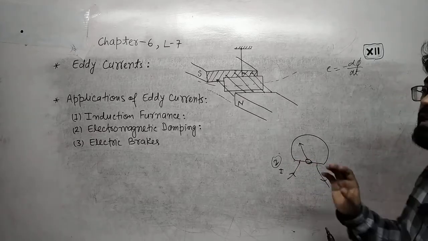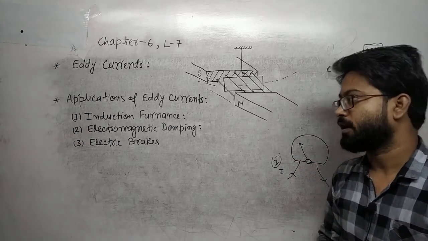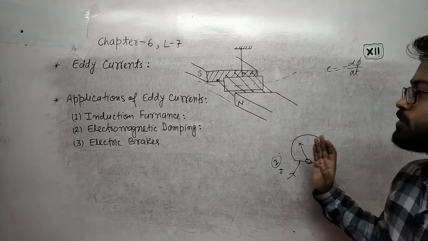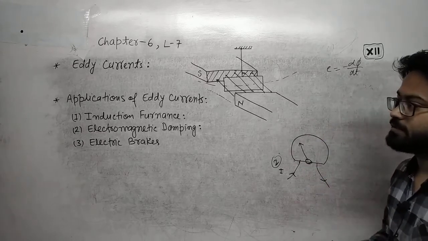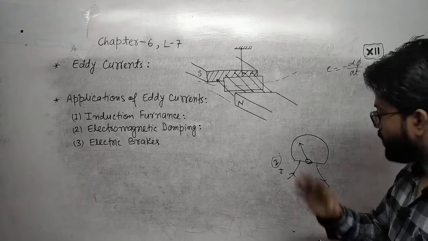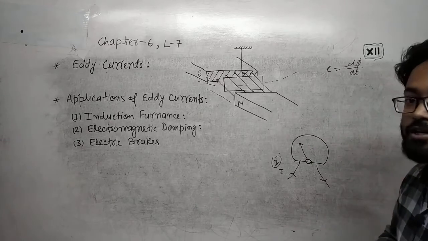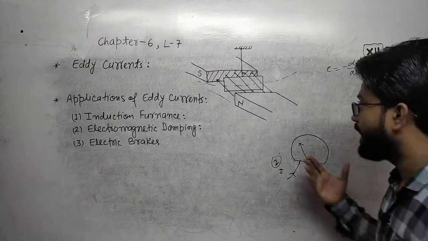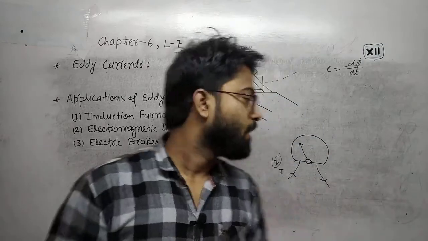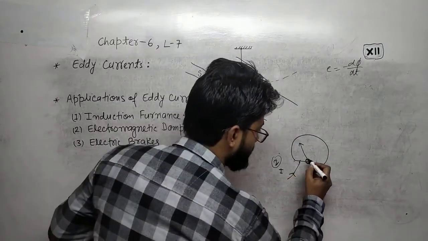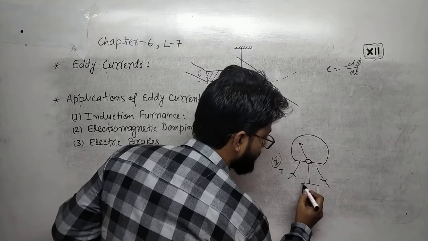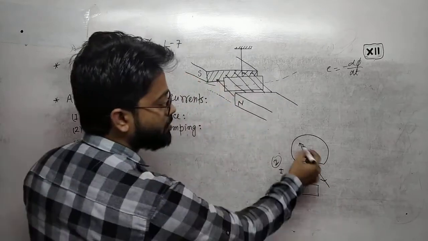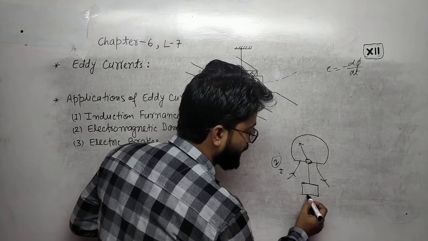Okay, that means there will be a time delay. Just to avoid the oscillation, we will have electromagnetic damping. How? Let us suppose this needle has a coil like that.